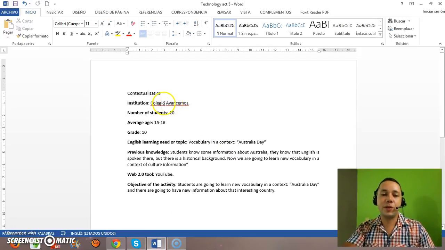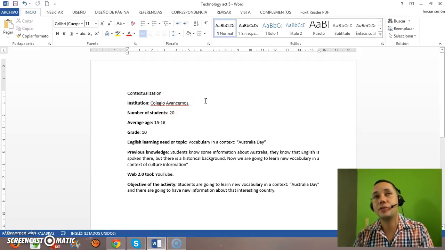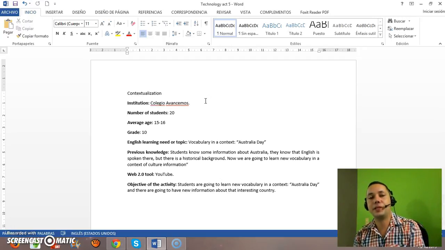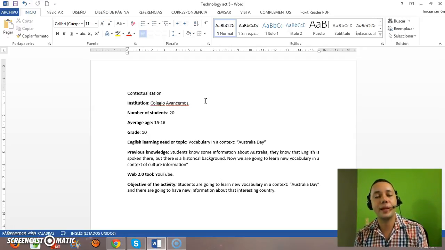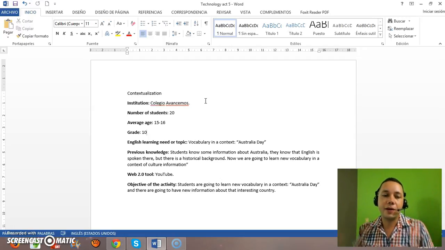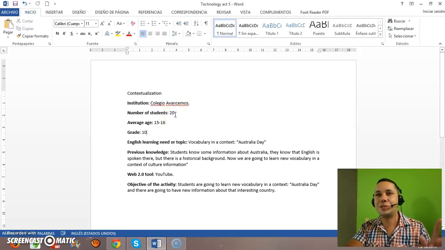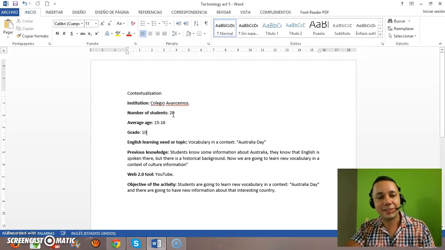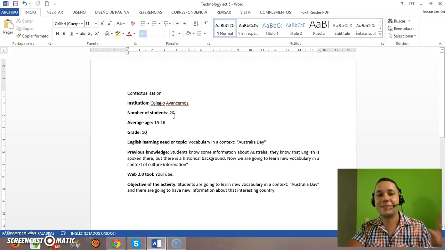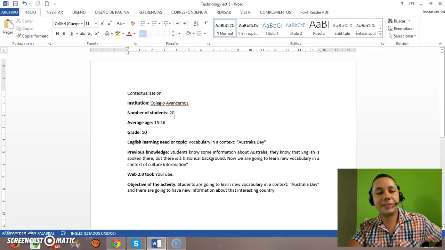The institution is Colegio Avanzamos. This is a school, a high school. It's not a bilingual school, but they have a very good English level. It's located in Cali, where I live actually. I have 20 students. This is a real institution where I'm working now. Actually, I want to do this for real, and I already have prepared this class for my students. So I will let you know later how it's going.